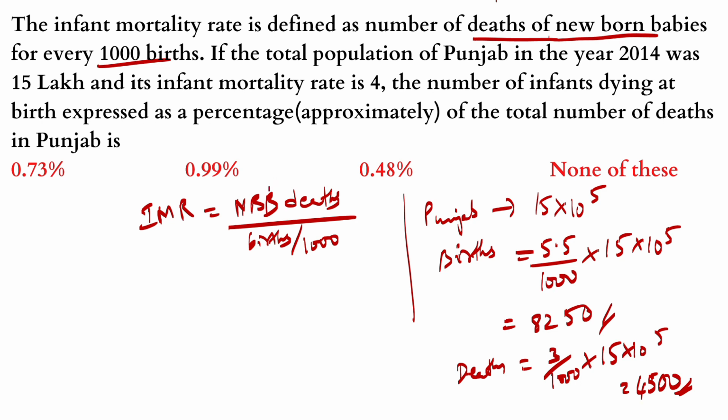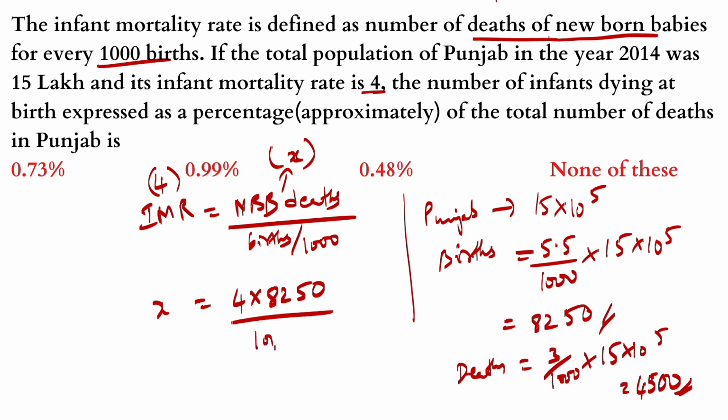Here if we assume the number of newborn baby deaths as X, right? The infant mortality rate is given already, it's 4. So this is 4, this is X. And number of births is also given, which is 8,250. So just substitute here. So then X will be equal to 4 into 8,250 by 1000.